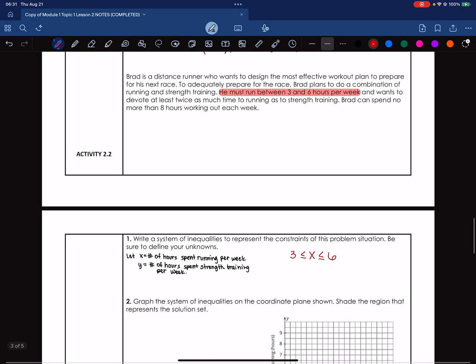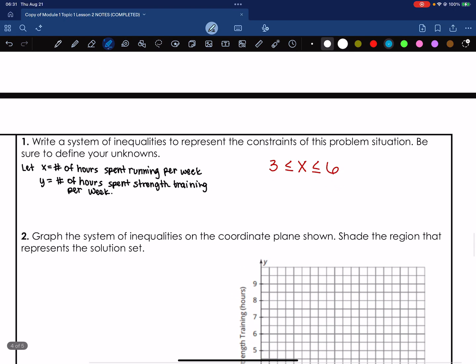Okay? Then it says he wants to devote at least twice as much time to running as strength training. Okay? So that means that our running, X, is going to be twice as much or more than 2 times his strength training.